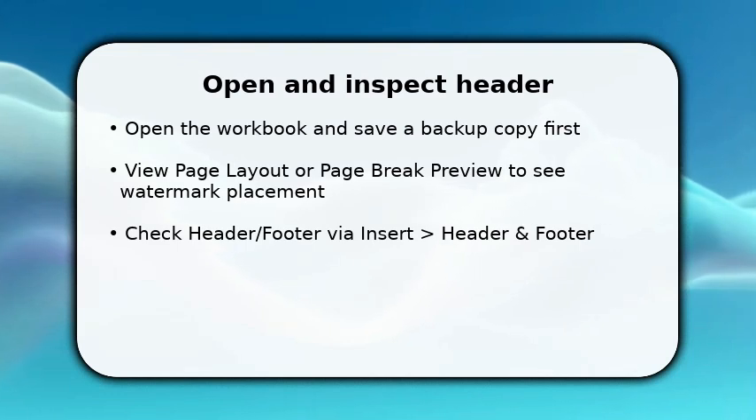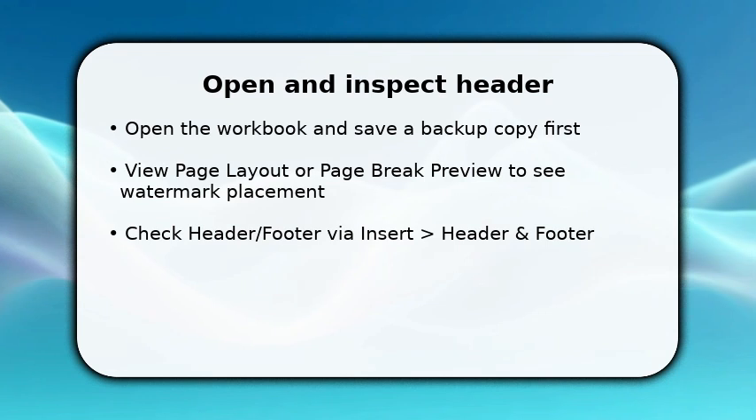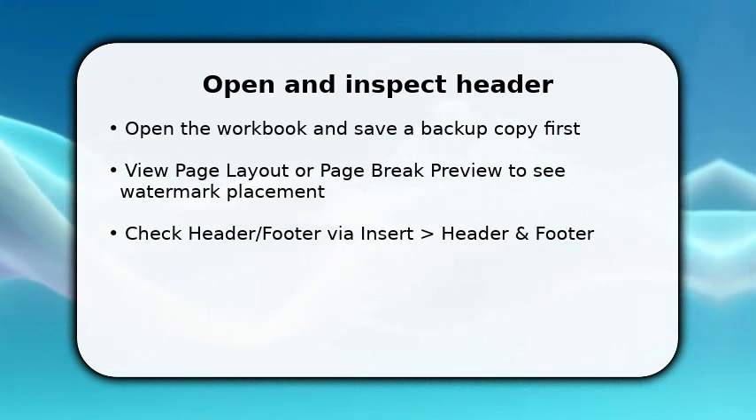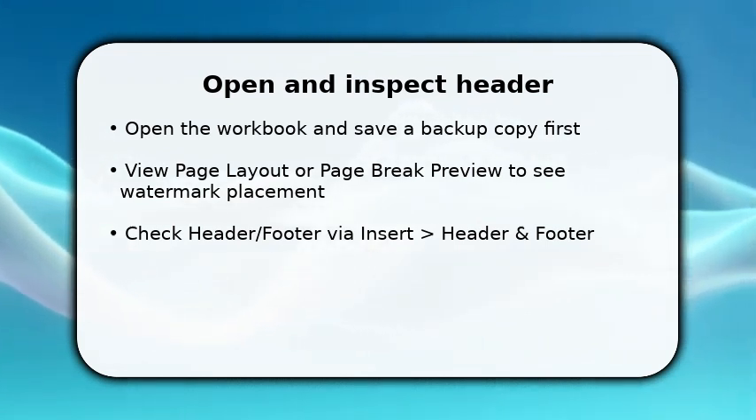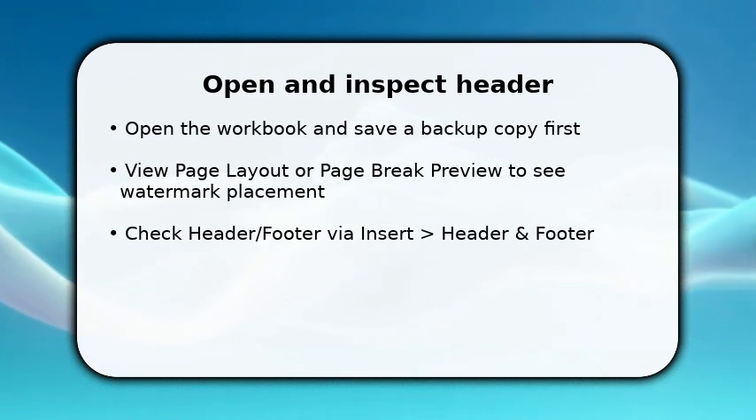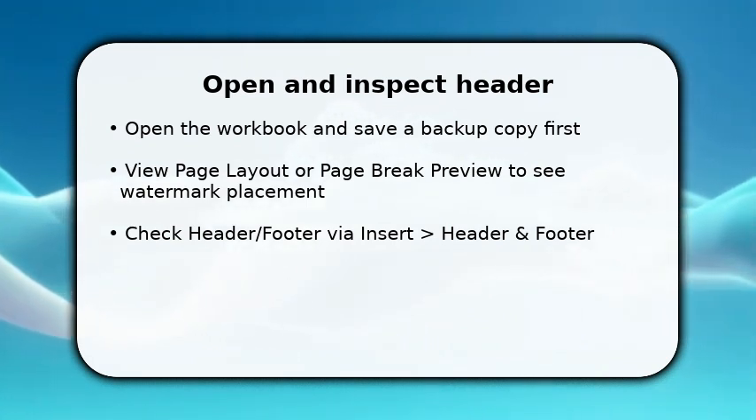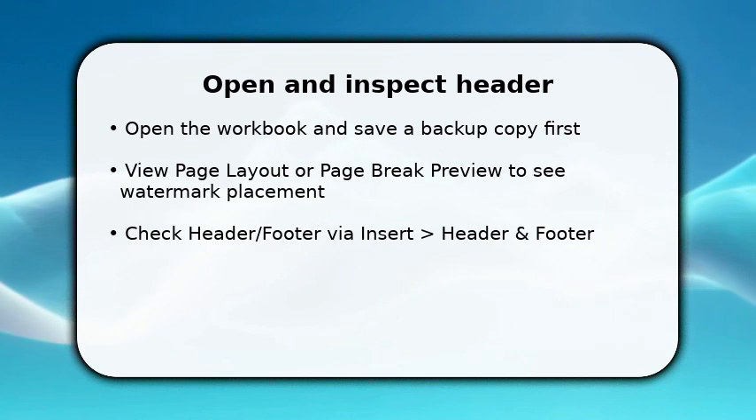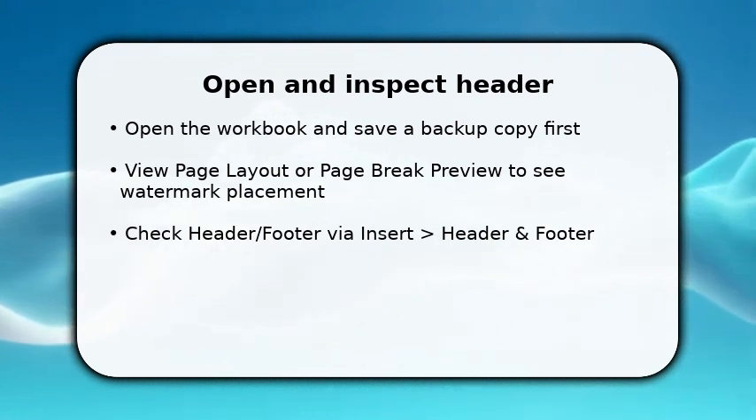Enjoy the video. You start by opening the workbook and immediately save a backup so you can revert if needed. Once done, switch to Page Layout or Page Break Preview to locate the watermark visually. Next, go to Insert, then Header and Footer to enter the header editing mode. This is where Excel often embeds a picture watermark.